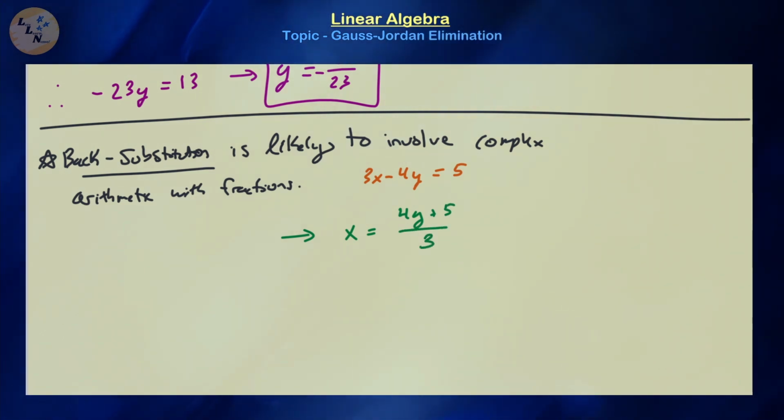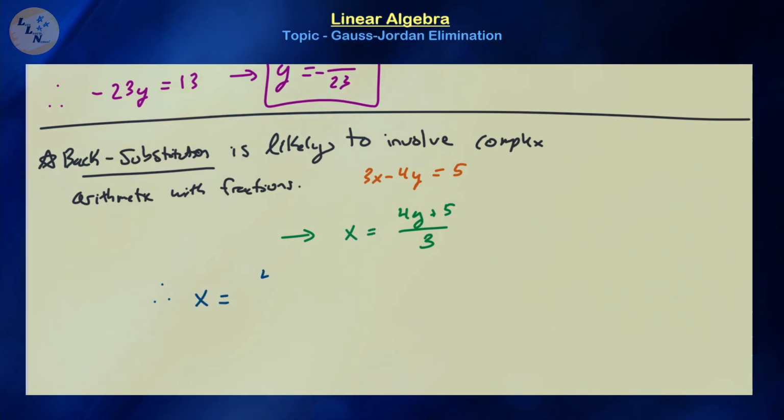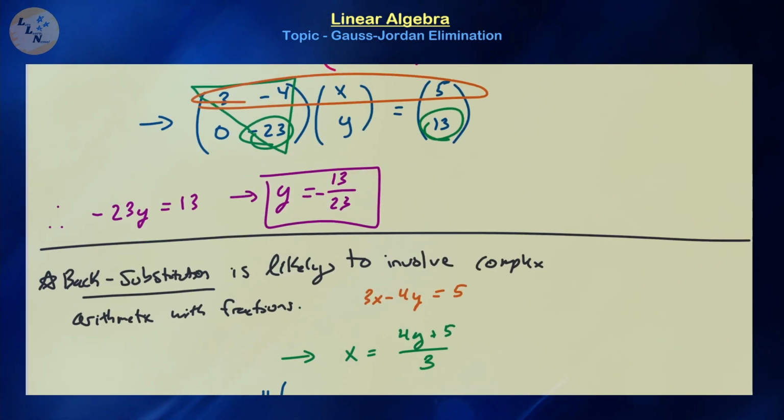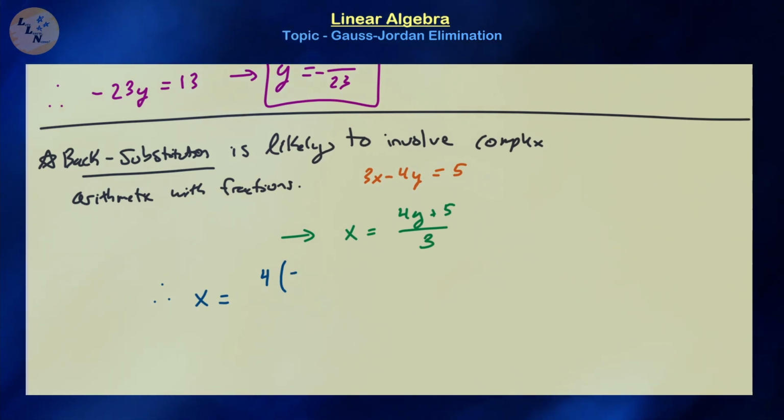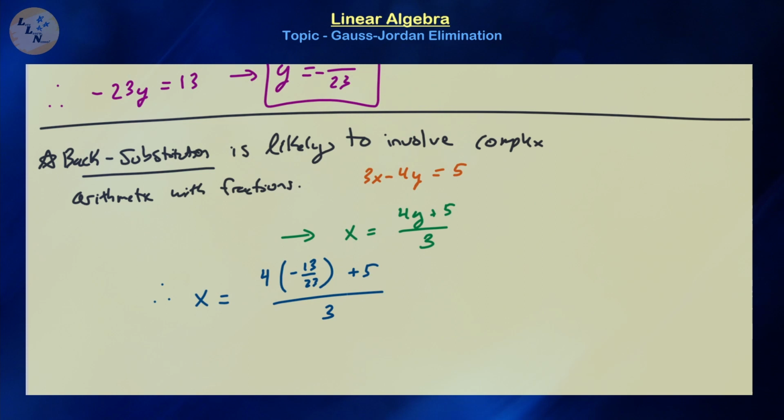Now that we have the value of y, we can substitute that value of y here. So x is going to be equal to (4 times y, and we found y to be equal to negative 13 over 23, and then plus 5) all divided by 3, and that will give you the solution once you actually work out that complex fraction. Yes, it does give you the answer, but sometimes it can be a little bit more complicated than it actually needs to be.